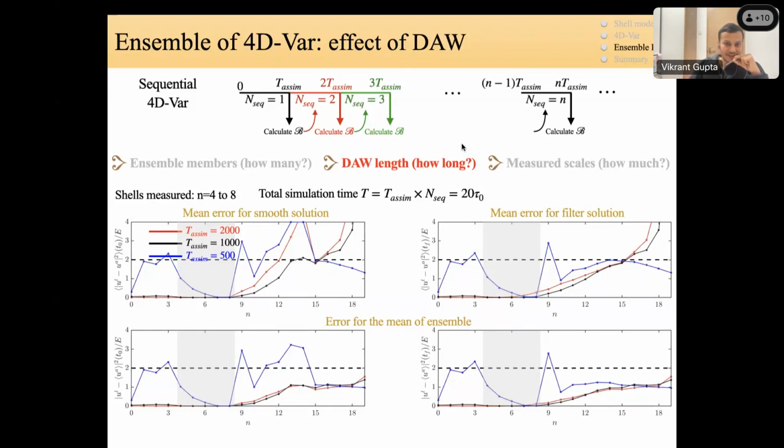Now this is again how long do we use the window? So again, what we find is that if we use a very short window, we have unstable solutions where we are not able to basically propagate the information correctly. But if the window is too long, for example 2000 here, then also it's not optimal because we again get error in the fast time scales. So even in the ensemble 4D-VAR, it remains very sensitive to the data assimilation window length for each of the sequence.